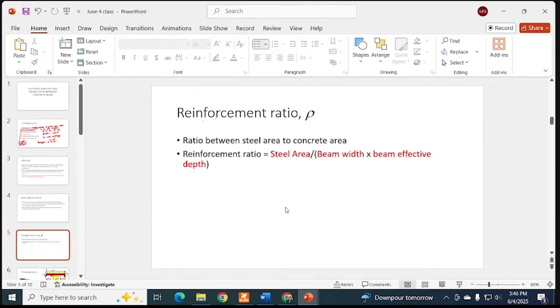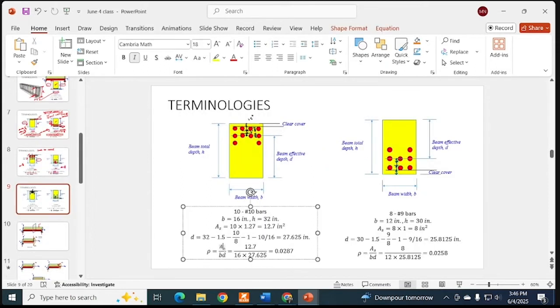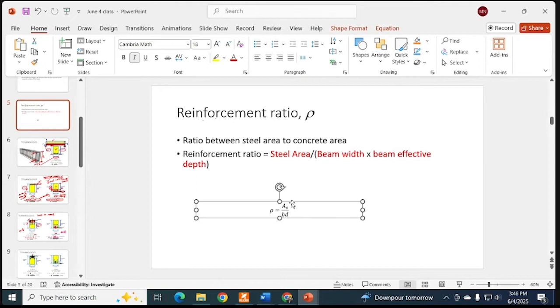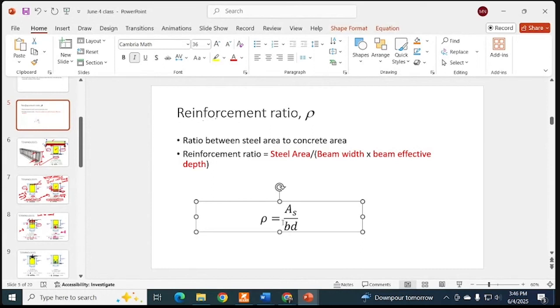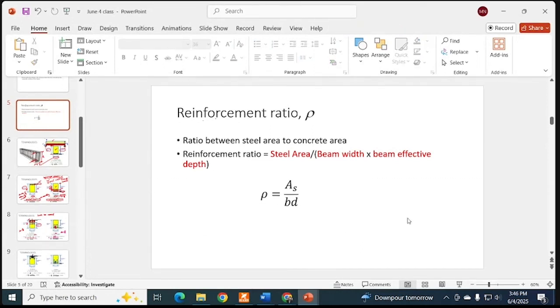So mathematically, this is the reinforcement ratio, rho equal to AS by BD.